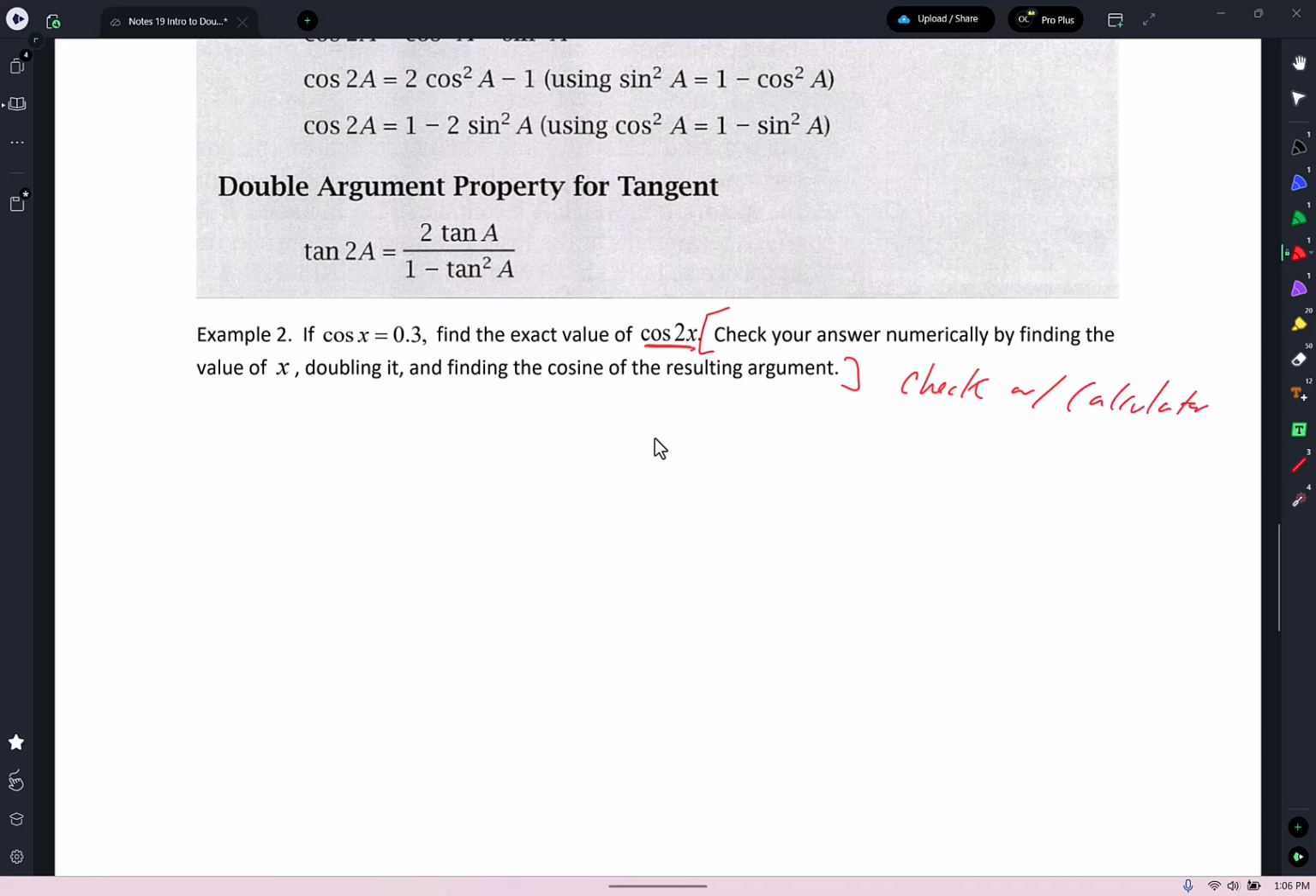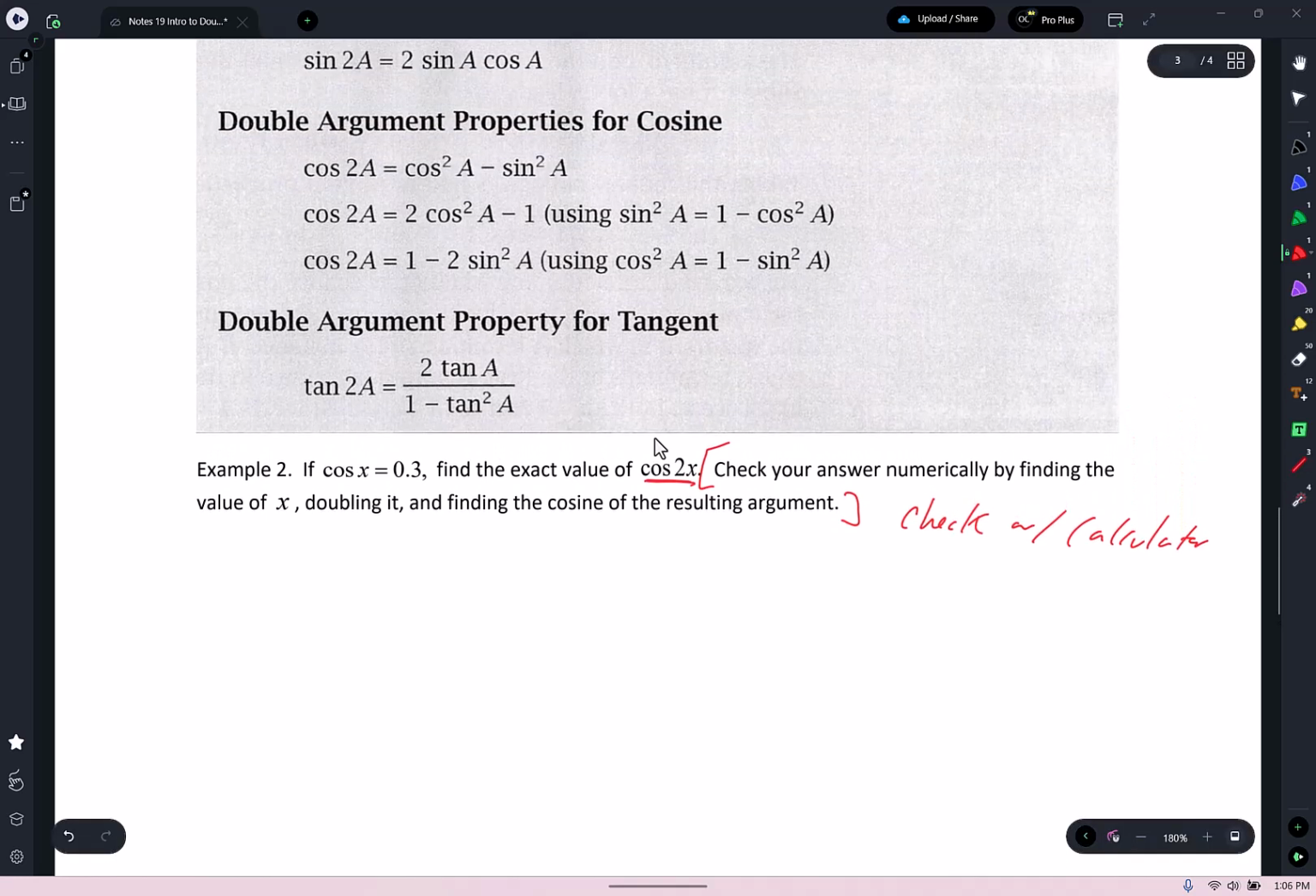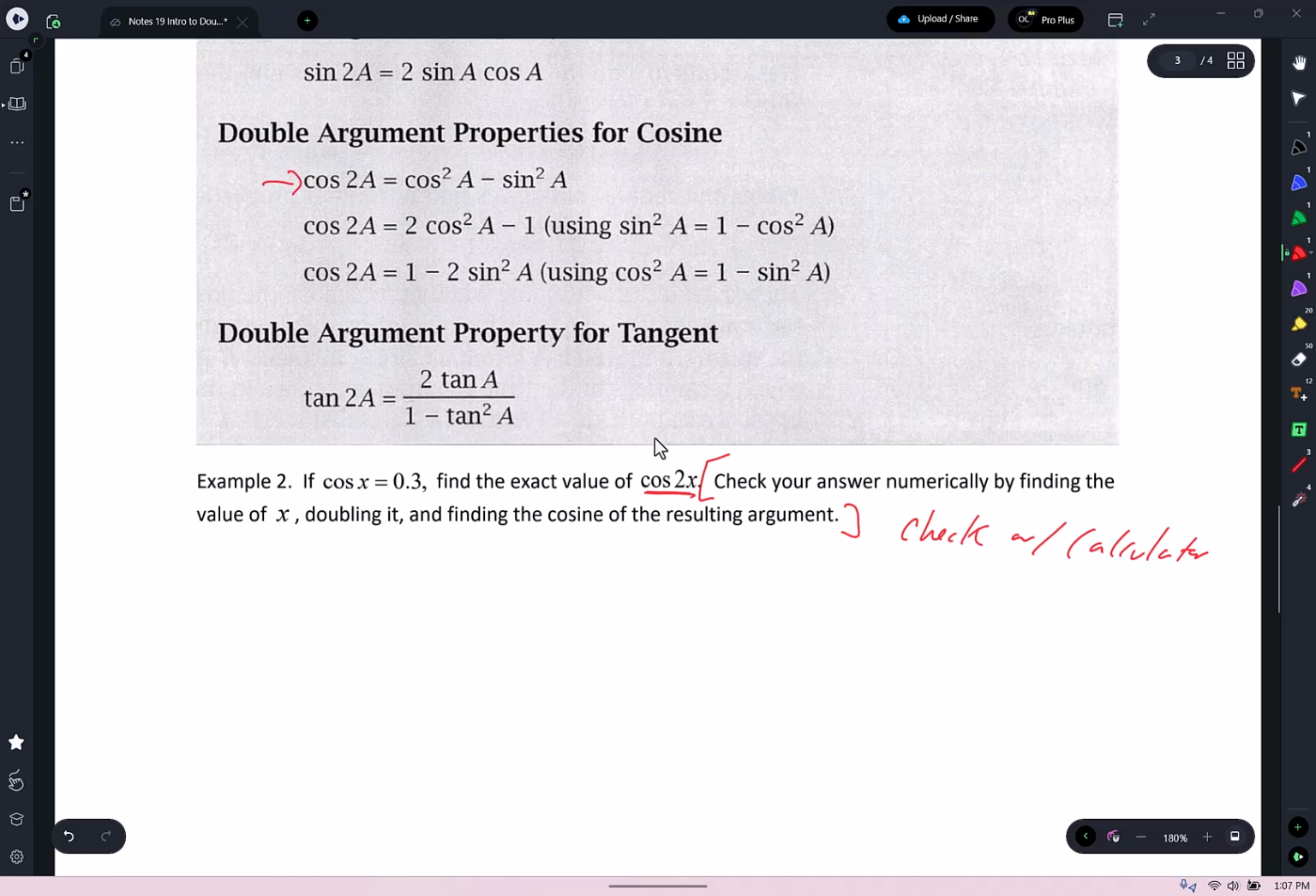So find your angle x, all that good stuff. So that means we probably should be able to do cosine 2x without a calculator. All right, guys, let's be smart. There are 3 formulas that you can use for cosine 2x. Use the one that is easiest.